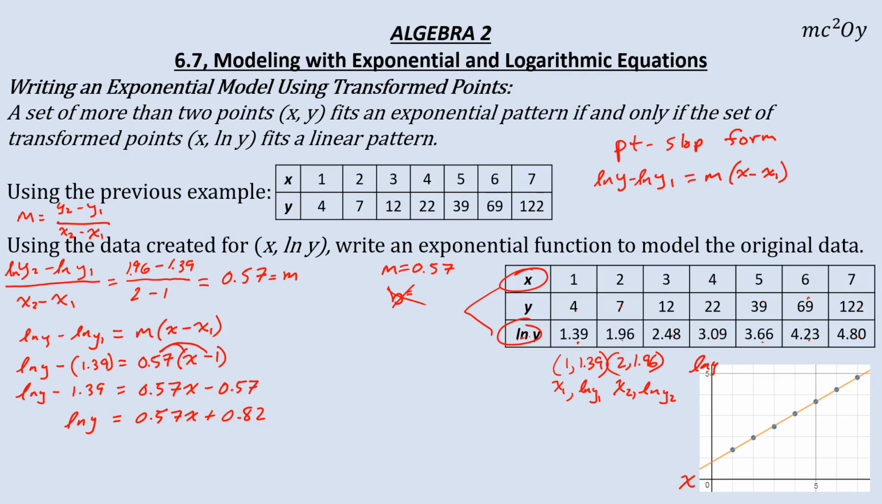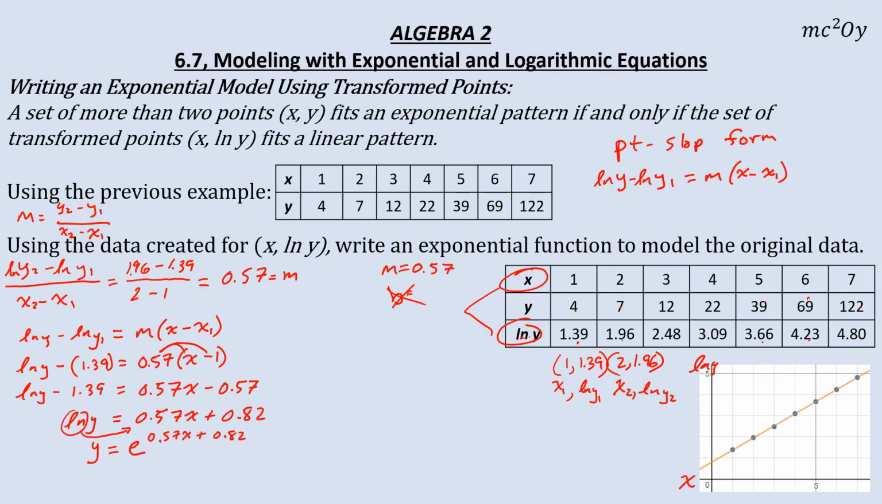Okay, now look, I have the natural log of y equals this. How do I solve for y? Well, I have to move this natural log over. When I do that, it becomes base e. So I have e, I need to write it in exponential form, to the 0.57x, this is all now a power, plus 0.82. Okay, just so you know, that is pretty darn ugly.